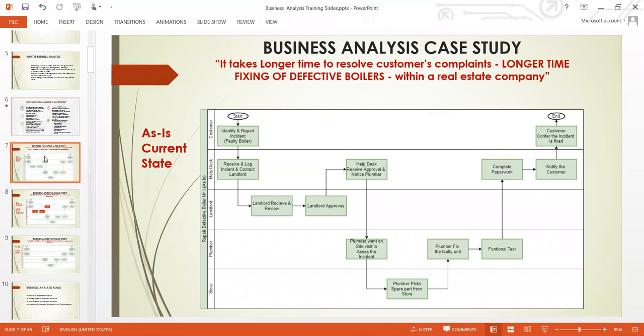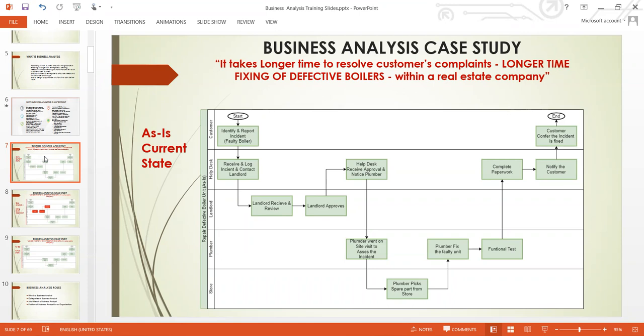So when a boiler breaks down for one day and is not fixed, it's a big issue. It's a serious matter, more especially now that we are in winter. If the boiler is defective, you can't heat the house, you can't boil water, you can't bath. And when a real estate company is struggling to resolve this kind of complaint, they are going to lose customers. It's capable of bringing a company down. And this is a real problem. This is what this company is facing.